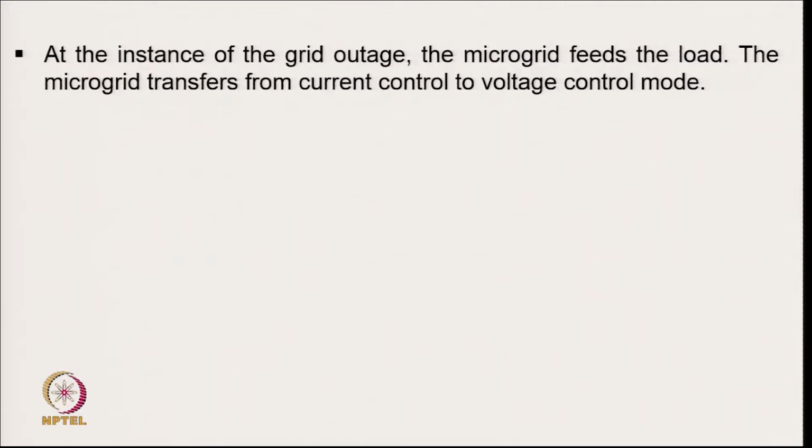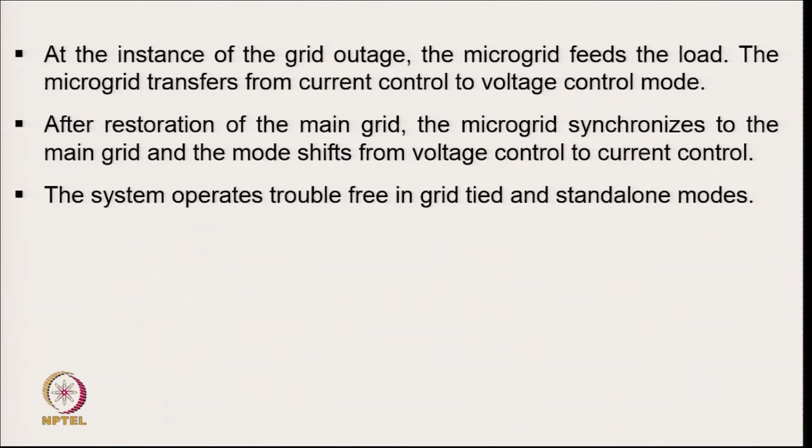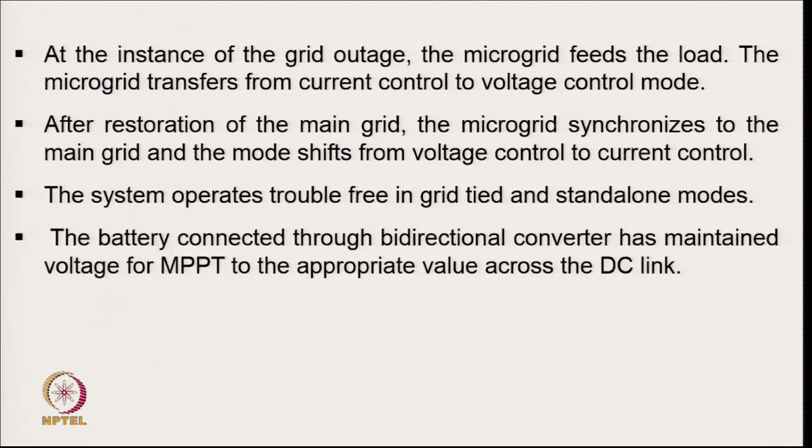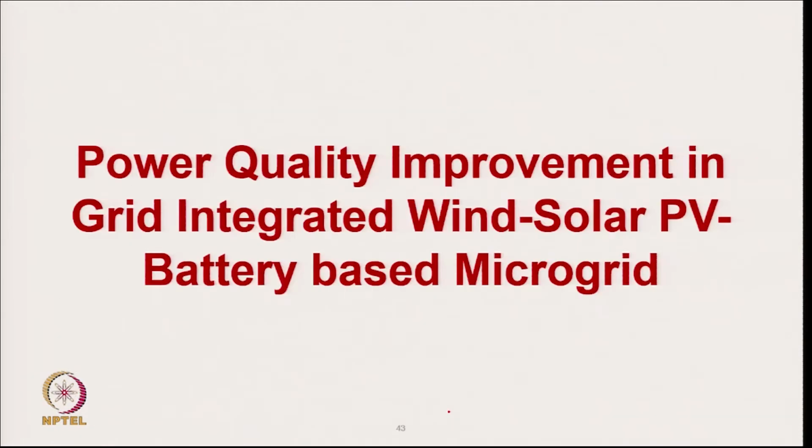So, at the instance of grid outage, the microgrid feeds the load and transfers from current control to voltage control mode. After restoration of the main grid, the microgrid synchronizes to the main grid and the mode shifts from voltage control mode to current control mode. The system operates trouble free in grid-tied and standalone mode, and the battery connected through a bidirectional converter has maintained the appropriate voltage across the DC link for MPPT. The system has demonstrated dynamic performance and steady state behavior under solar insolation change and load variation, and the grid current THD and voltage THD have been observed to be less than 5% as specified in the IEEE 519 standard.